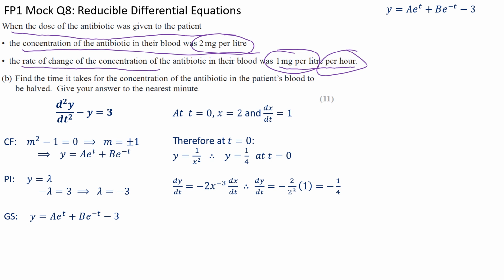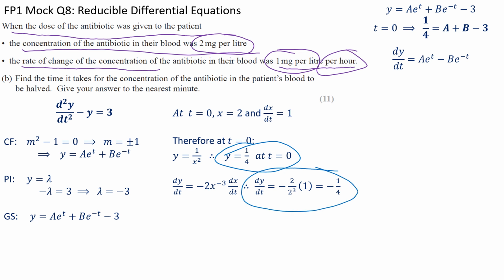Then we can return to our general solution, and we'll start by putting in the first set of conditions. We know that y is a quarter when t is 0. So we sub in t as 0, we sub in y as a quarter, and we've got an equation linking a and b. The next thing we look at is the derivative. So if we differentiate y with respect to t directly from our general solution, it's relatively quick to do because exponentials are nice and easy to differentiate, and we get this. We can then substitute the value we know for dy by dt, because when t is 0, dy by dt is minus a quarter. So we get this.